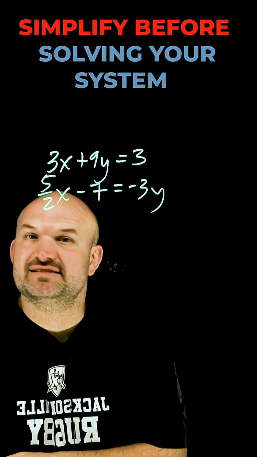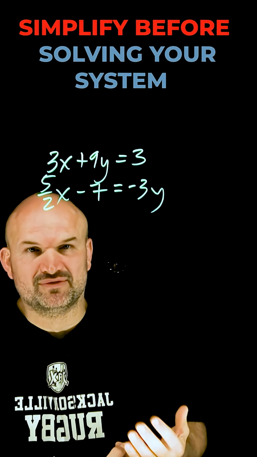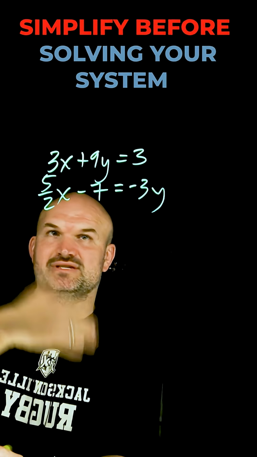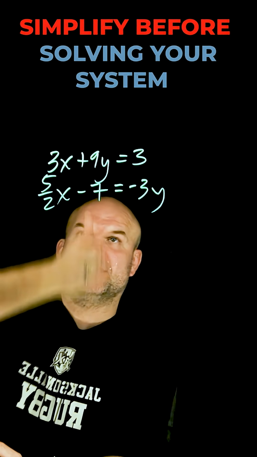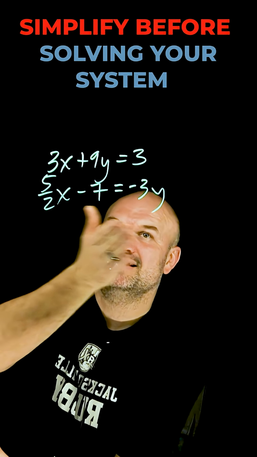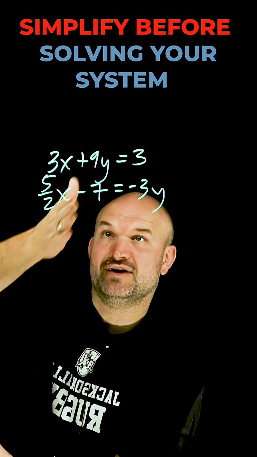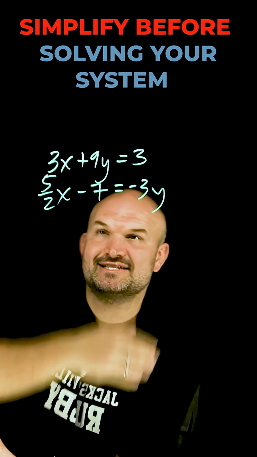Before you try to solve a system of equations, make sure you always simplify. Now, what do I mean by simplify? Well, a couple things. First of all, if we're going to use elimination, we always want to make sure our variables are aligned. In this case, since I don't have a variable isolated, that's exactly what I'm going to do. I want x's over x's, y's over y's, and constants over constants.